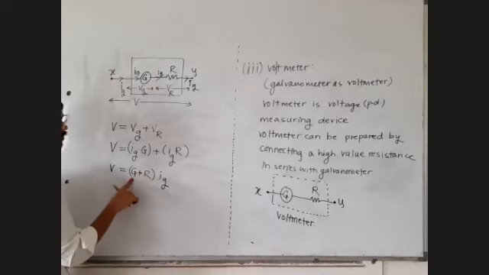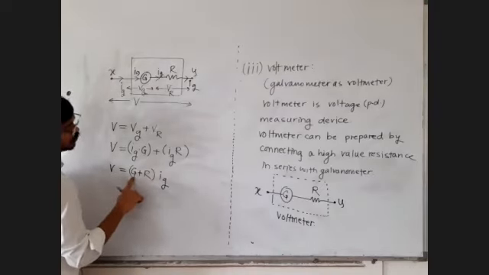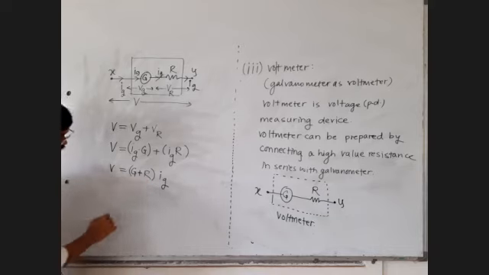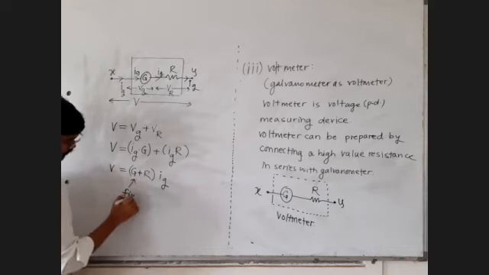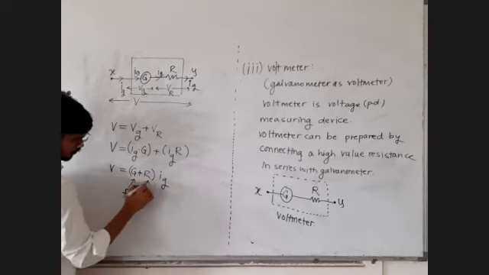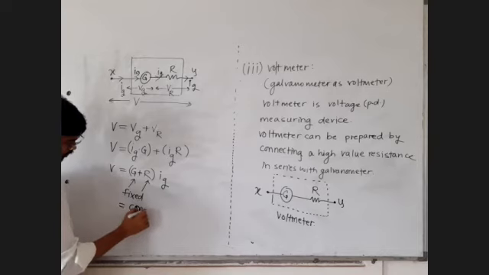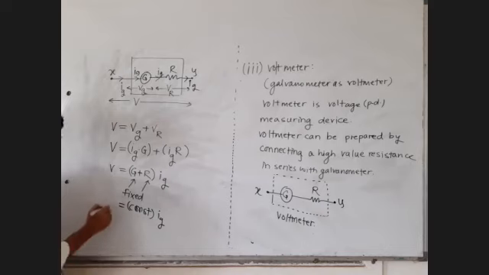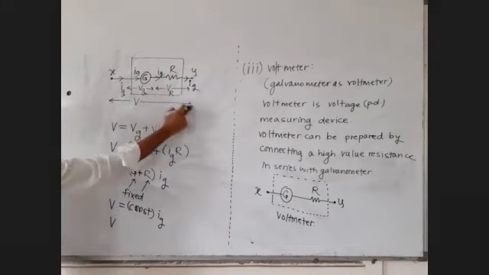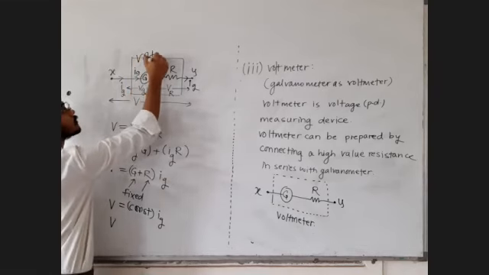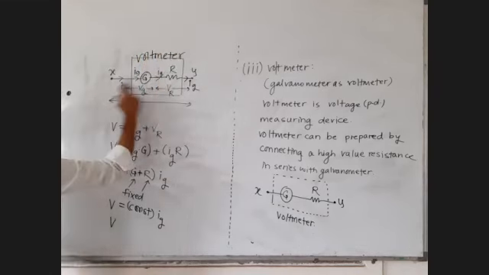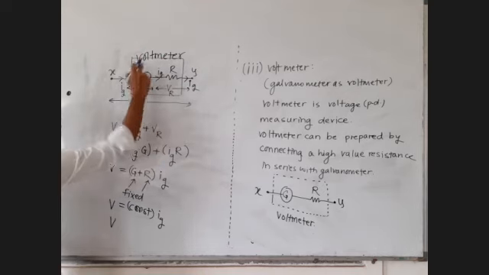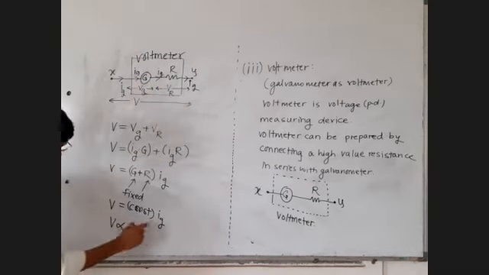But the galvanometer resistance G and the series resistance R are fixed values. So you can say some constant value multiplied by the current in the galvanometer is equal to V. So can I say this total potential difference between points X and Y, which is equal to V and is measured by our voltmeter, is proportional to Ig?